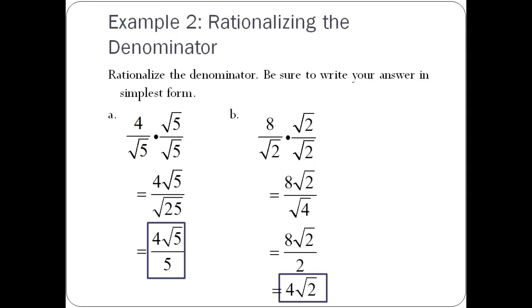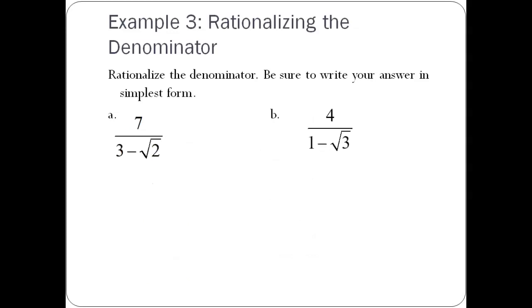All right, let's take a look at example 3. For these ones, you see we don't just have a radical in the denominator, we have some expression that contains a radical. So these are the cases where we're going to have to multiply by a conjugate. So for this first one, 7 over 3 minus root 2, I'm going to multiply the top and the bottom by the conjugate, which is 3 plus root 2. So I'm going to write that out, times 3 plus root 2 over 3 plus root 2.